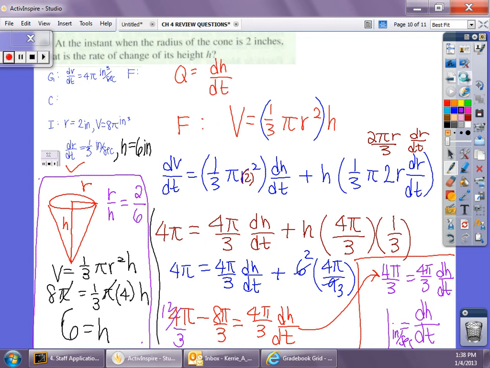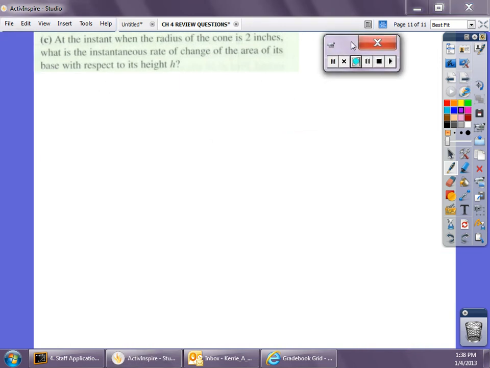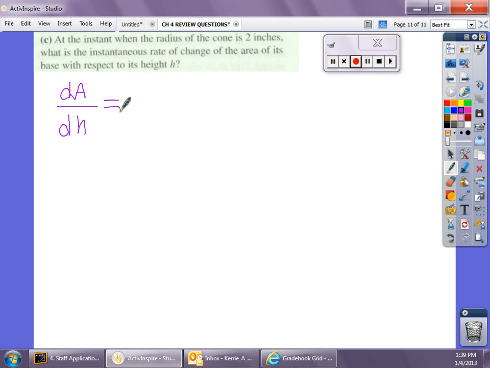And then part C, see what this guy says. At the instant where the radius of the cone is 2, what is the instantaneous rate of change of the area of the base with respect to its height? Huh. Interesting. So we have done this maybe twice in class, but I can actually find dA/dt and divide it by dH/dt. Why can I do that? Because the dt's will cancel and leave me dA over dH.